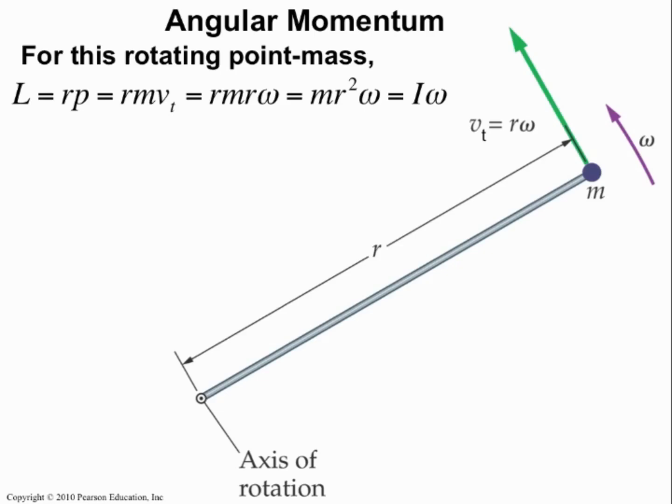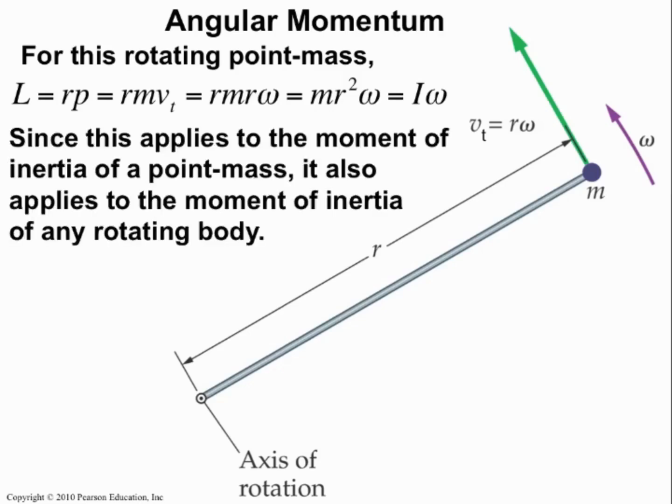And you can see how much I omega resembles mv. I is equivalent to the mass, or rotationally affected mass, and omega is the rotational equivalent of linear velocity. So since this applies to the moment of inertia of a point mass, it also applies to the moment of inertia of any rotating body, because any rotating body is made up of many point masses.